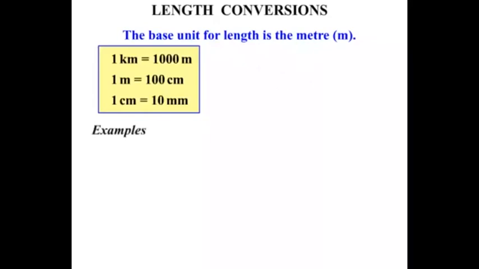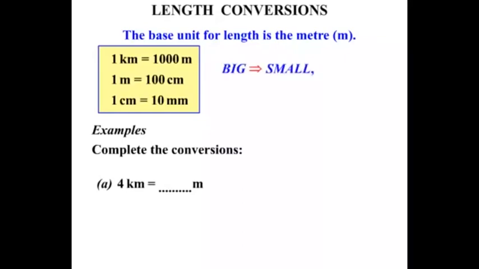Let's look at some examples. We're asked to complete the conversions. In the first one, 4 kilometres equals how many metres? Now a couple of things to think about. If we're changing from a bigger unit to a smaller unit, we will multiply. If we're changing from a smaller unit to a bigger one, we will divide. So in this case, we're dealing with kilometres and metres. From our little table there, we know that 1 kilometre equals 1,000 metres. So we're going to be dealing with a factor of 1,000. We've just got to work out whether we times or divide by that 1,000.